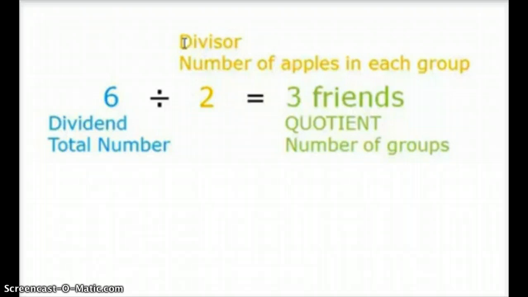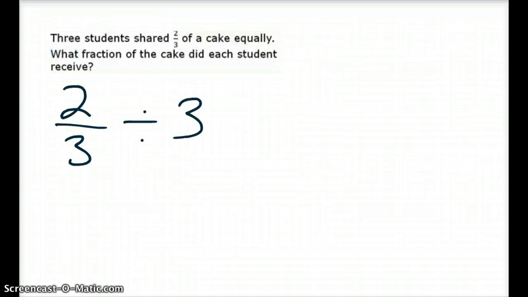Okay, so if you look at your vocabulary, remember your dividend is the total number that's going to be divided. It's going to be divided by the divisor, like the number of apples that would be in a group. And then it equals your quotient. So how many apples would each friend get? It would be 3. Okay, so your quotient's your answer.